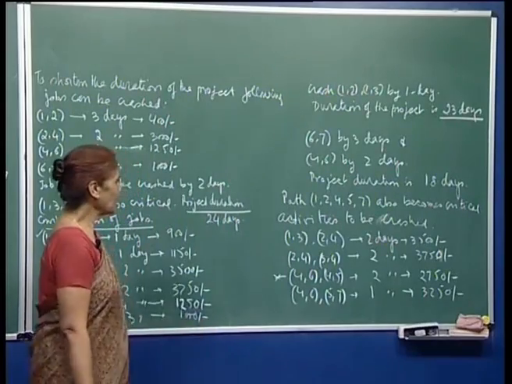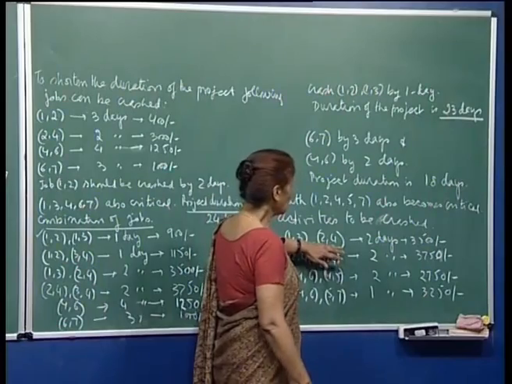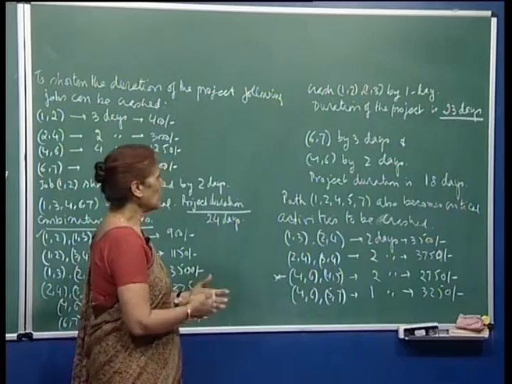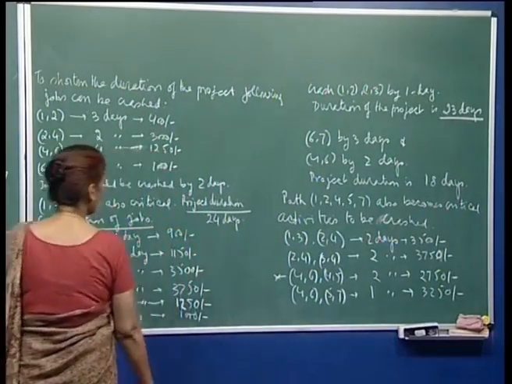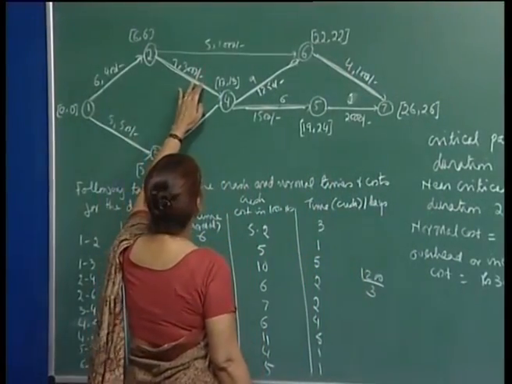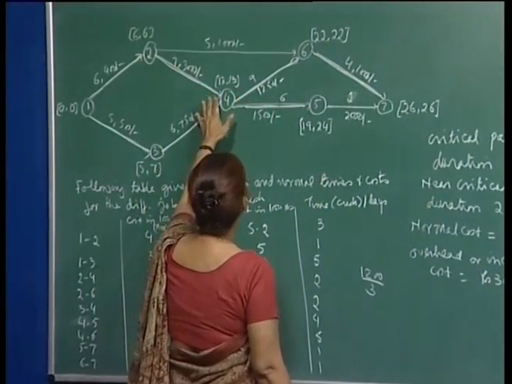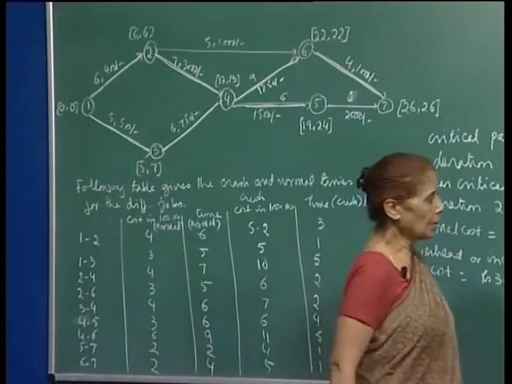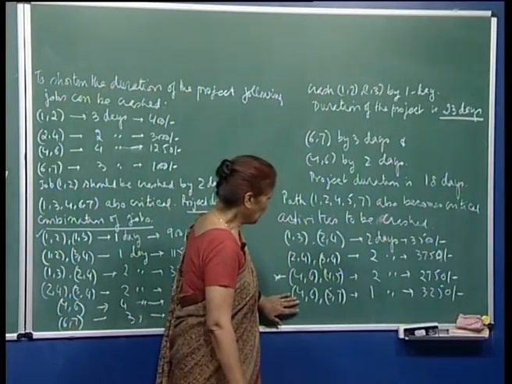So, now in that case you will have to again look at the combination of activities, which when reduced together will reduce the project duration. That means, will reduce the duration of all the 3 critical paths. So, here again 1, 3 and 2, 4, yes, because this one is common to 1, 2, 4, 5, 7 also, right. So, therefore, I can crash 1, 3 and 2, 4, which will help me to reduce the duration of all the 3 critical paths.